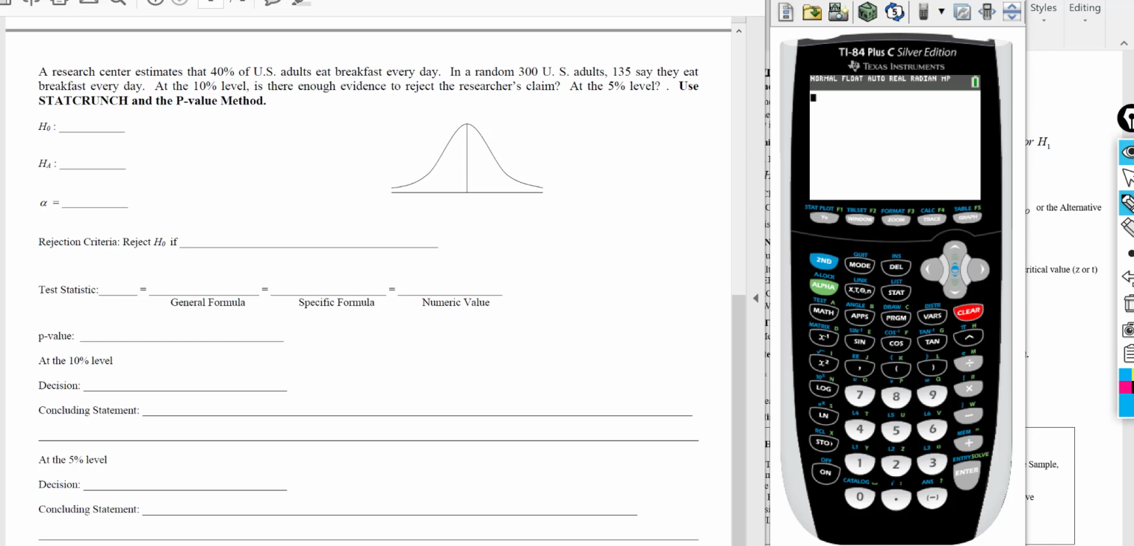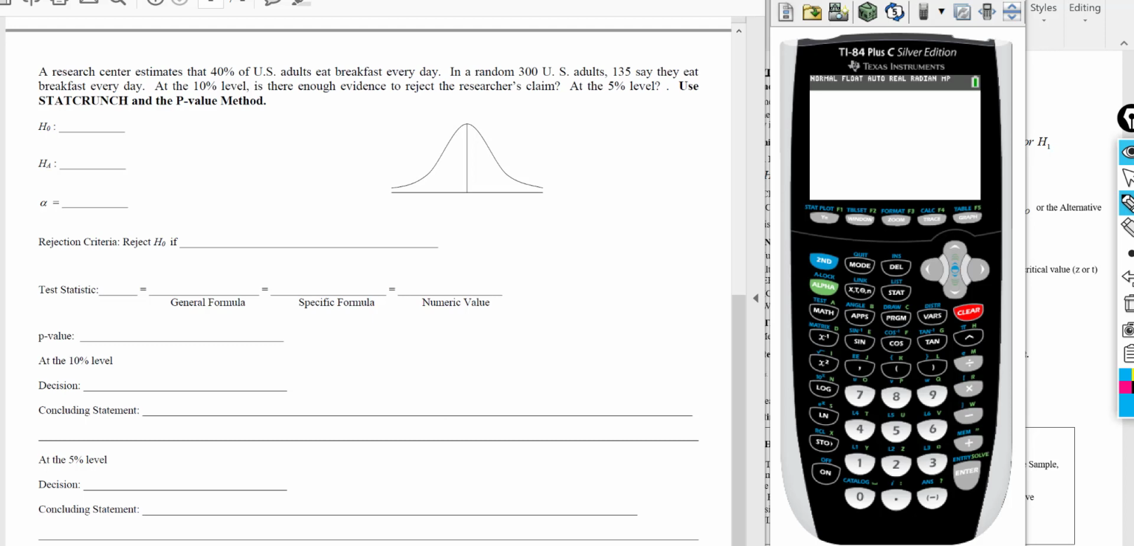A research center estimates that 40% of U.S. adults eat breakfast every day. In a random sample of 300 U.S. adults, 135 say they eat breakfast every day. At the 10% level, is there enough evidence to reject the researcher's claim? What about at the 5% level? Use StatCrunch and the p-value method.